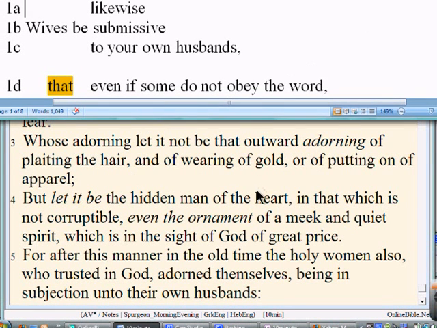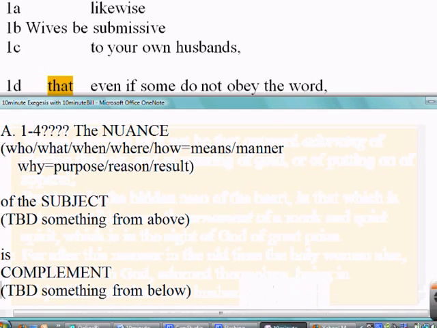Okay, so let's go pick up a OneNote document and see if I can get it to work. The basic format, for those of you who are relatively clueless, is the purpose, reason, result, means, manner. We call that a nuance. The nuance of the subject is the complement. 3 parts. If you don't understand that, memorize it until you do, but we'll talk about it and you'll eventually catch on.